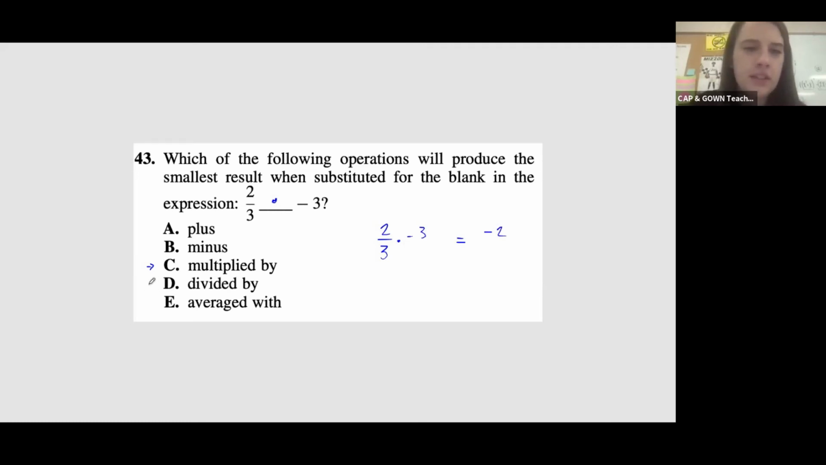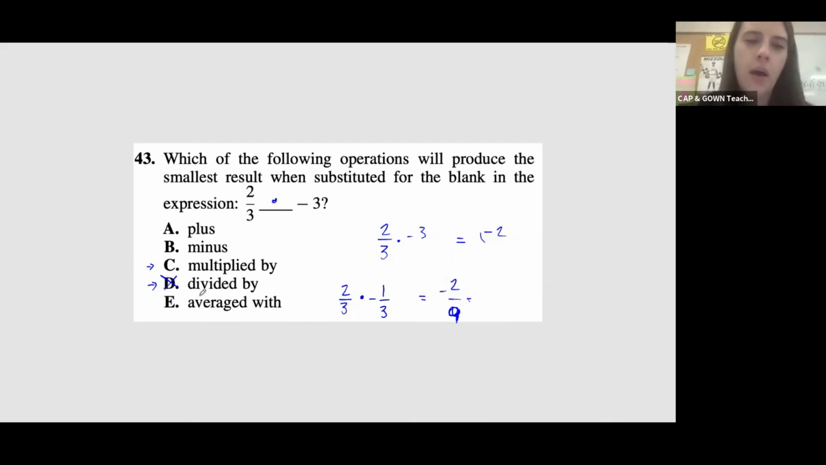Okay, let's see if I divide 2/3, and then I'm going to actually multiply by the reciprocal, negative 1/3. So this is negative 2/9. Whew. Don't catch me slipping. And this is actually a fraction that is bigger than negative 2. Okay, so I know that's not an answer because I already have one that's smaller than the one I already gave.